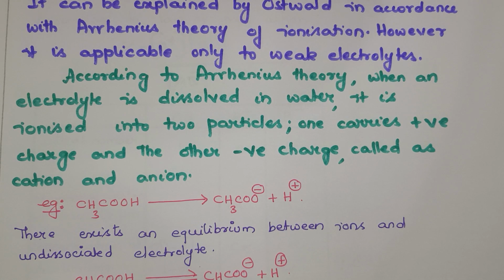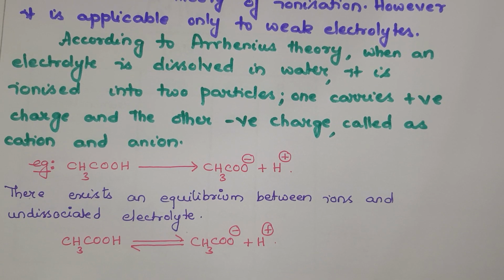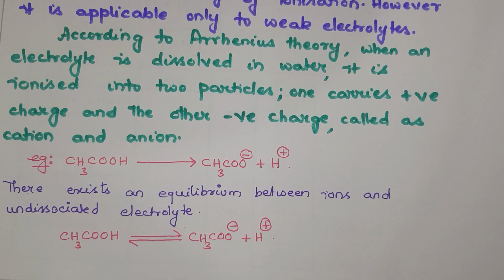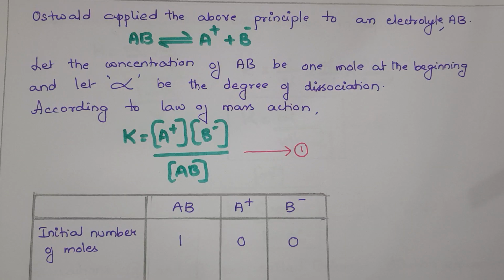So, how to represent this sentence in the form of a reaction? CH3COOH gives CH3COO minus plus H plus. So these are the ions, students, and this is the undissociated electrolyte. This is the equilibrium sign. That's what this sentence means according to Arrhenius. In the Arrhenius video, you can find all these points, students. So the same reaction is written like this according to Arrhenius theory: part of the electrolyte which is undissociated and part of the electrolyte which is dissociated.